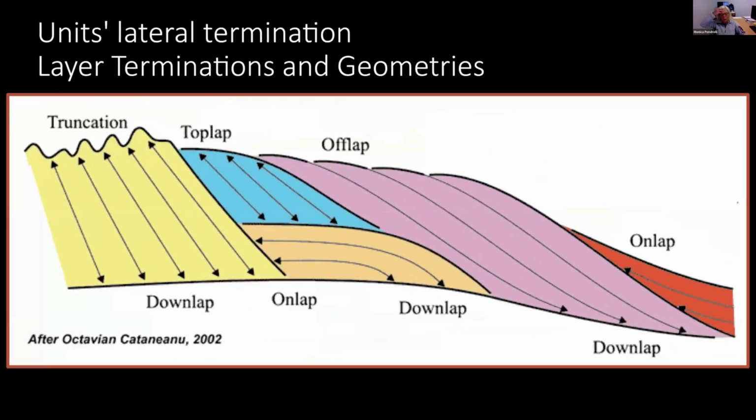In order to reconstruct the stratigraphy correctly, we need to pay attention to some layer terminations and geometries. Now I will focus on the erosional truncation that we just saw, on the on-lap geometry, which is this one, and on the off-lap geometry with the down-lap termination.